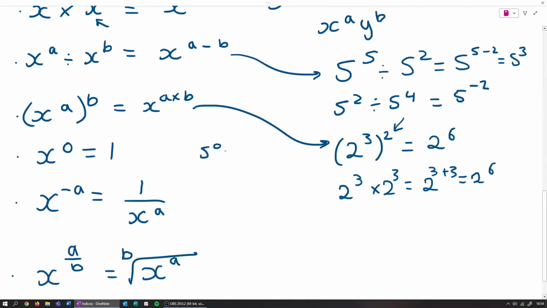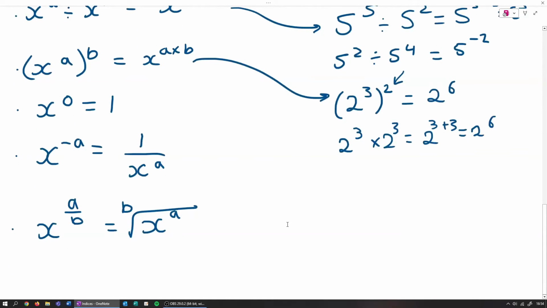So 5 to the 0 is 1, 2 to the 0 is 1, 1032 to the 0 is 1. Any number to the power of 0, and any letter to the power of 0 also, is 1, because letters are just placeholders for numbers, really. And then here we go into the negative bit.